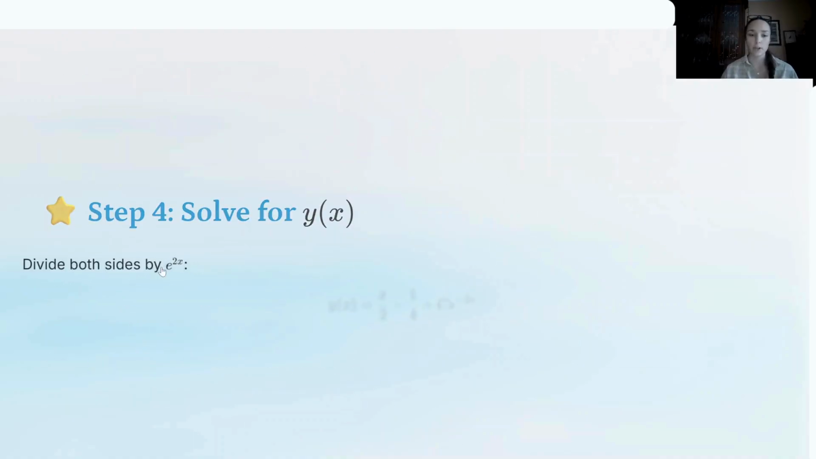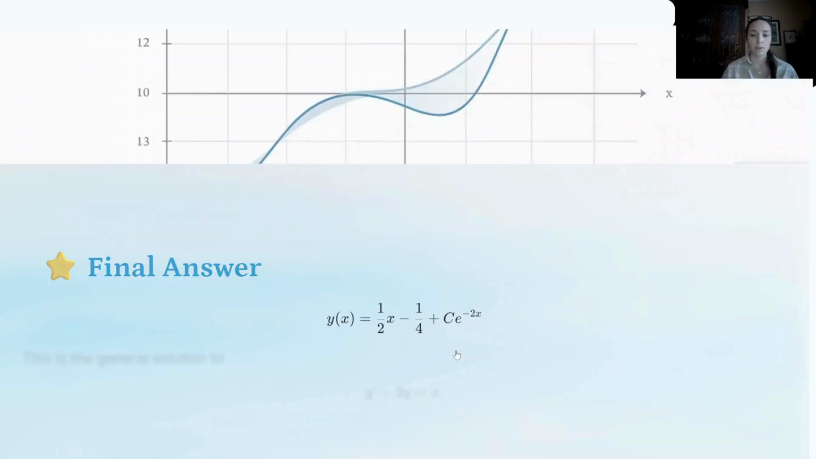So lastly, we want to solve for y of x. We just have to divide both sides by e to the power of 2x, and here we have our general solution. This is our final answer, and it's the general solution to the initial ODE that we had, which was y prime plus 2y equals 2x. In this case, we were not given an initial value. If we were, we would then plug that in to solve for our unknown variable c.